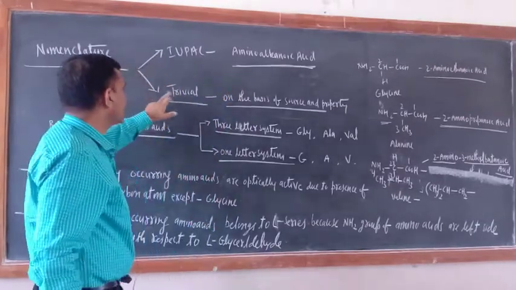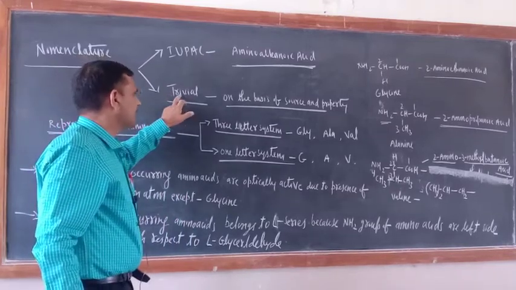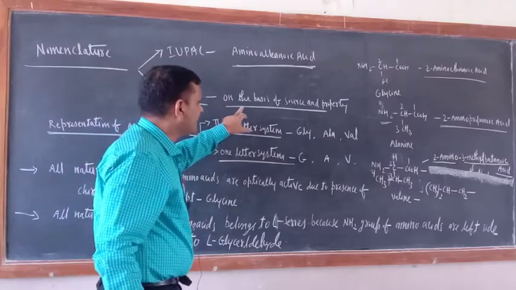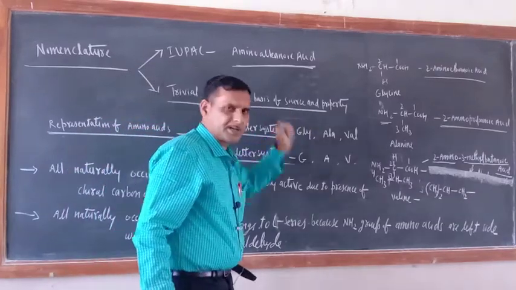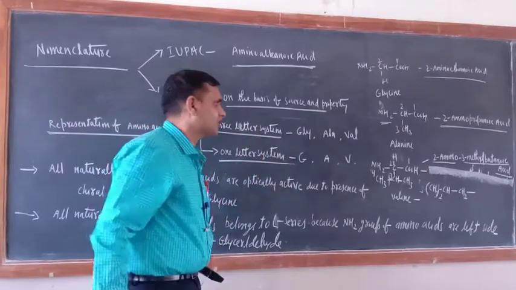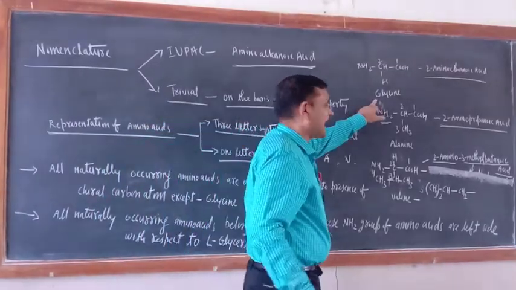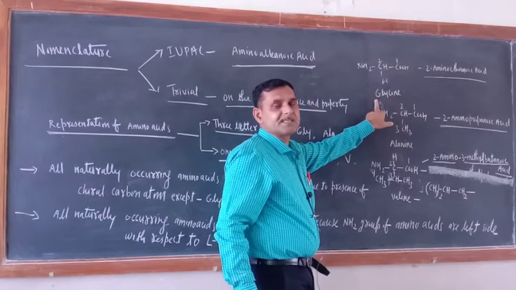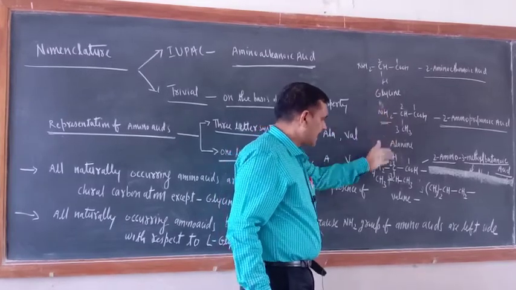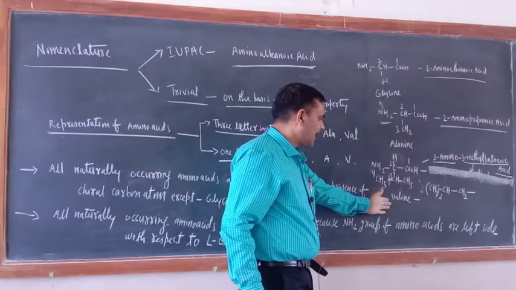Next one is the trivial nomenclature system. In the trivial nomenclature system, we name the amino acids on the basis of their source and property. Under property, taste will also come. Like glycine, from the Greek word glyco, meaning sweet, which is why it is known as glycine. Like that, alanine and valine.